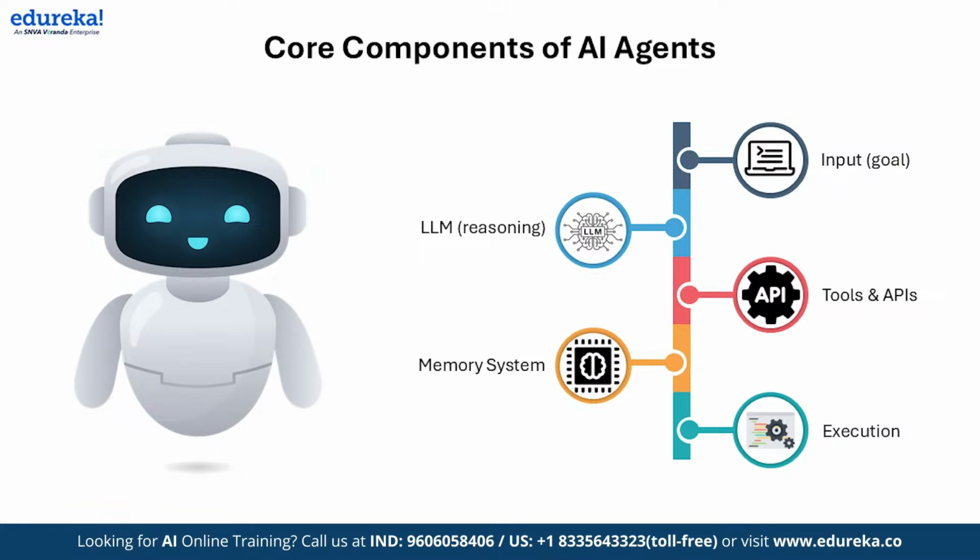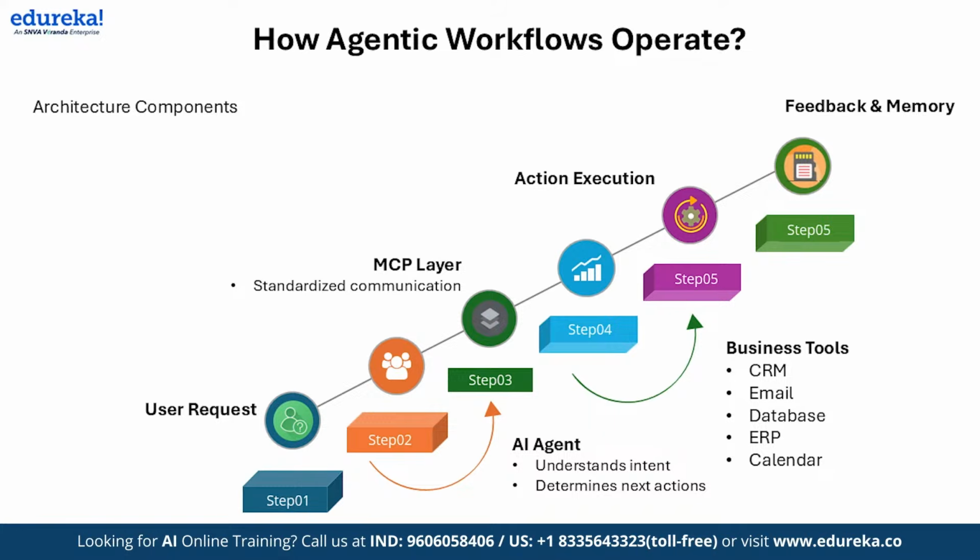Now the question is, how does an AI agent operate? You can see that I have a series of steps. In fact, it's a 5-step process. A user request is made, and the request flows to the AI agent. The AI agent will work to understand the intent and determine the next action. That means the query itself is an input, which I am going to feed to the AI agent. And this is where the MCP layer comes into play. This is the third layer.